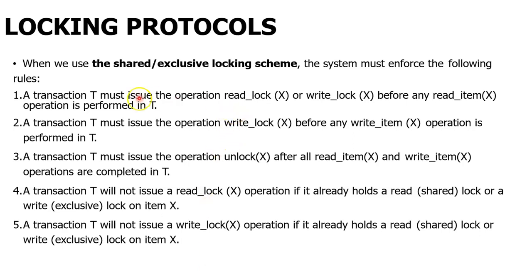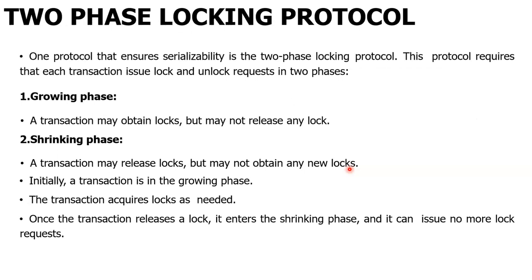So the transaction T must perform a read lock or write lock before any read. Write is the same case: you should do a write or read item operation before anything. Unlock also: after all reads and writes you have to unlock. If there is already a lock, you cannot apply a lock. If there is no lock, then you cannot write. So these are some cases, and we go for the two-phase locking protocol.